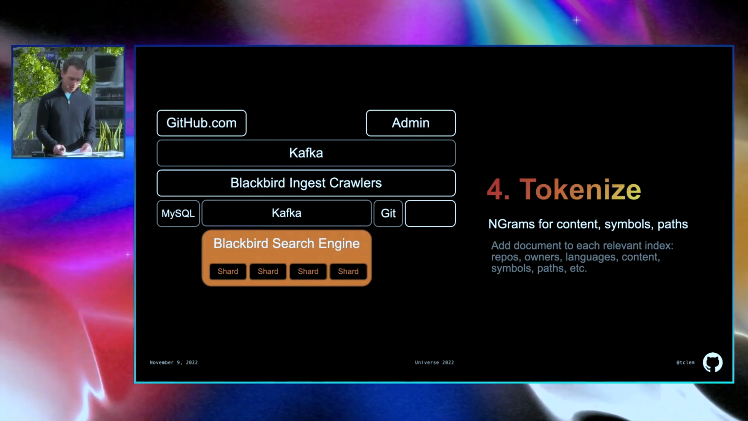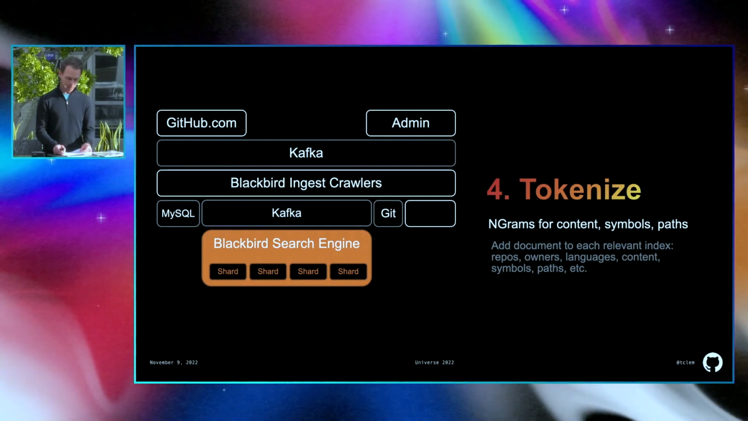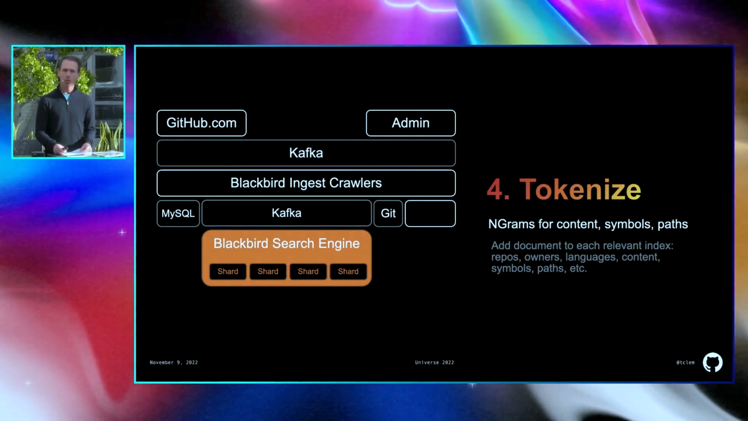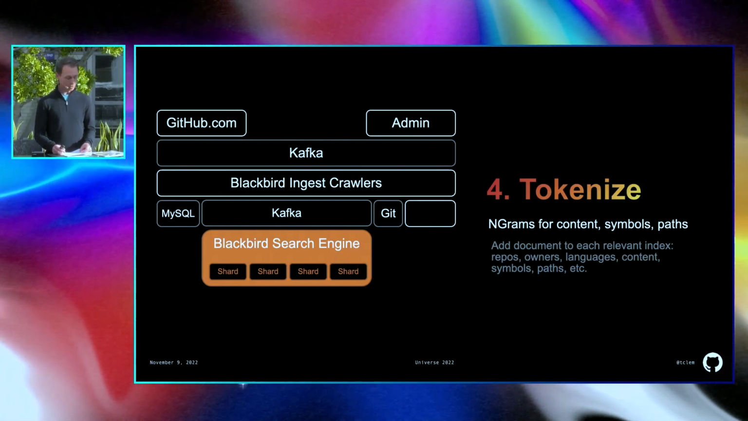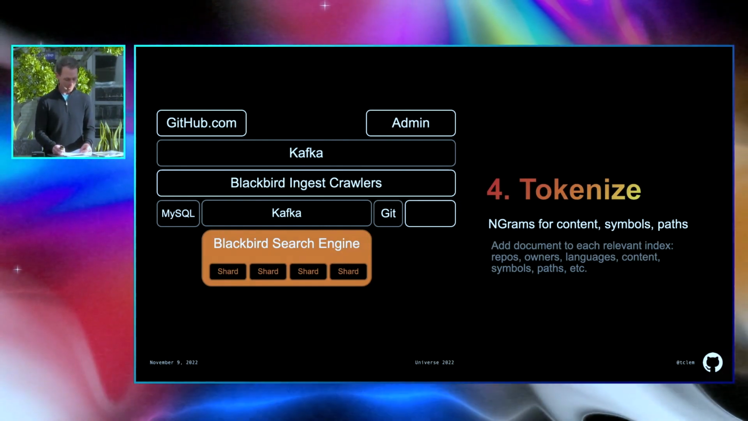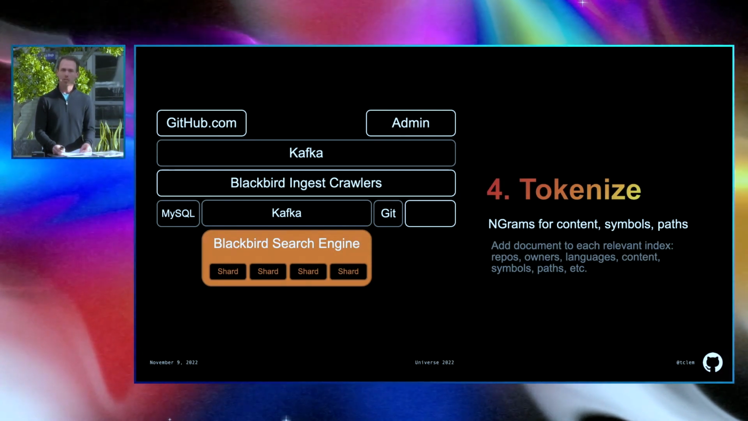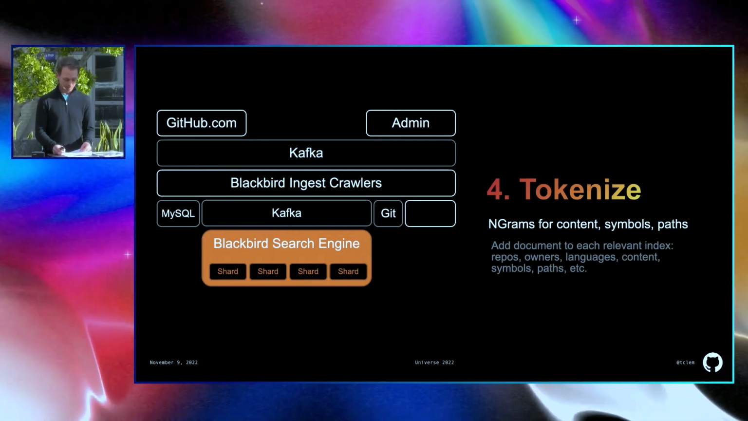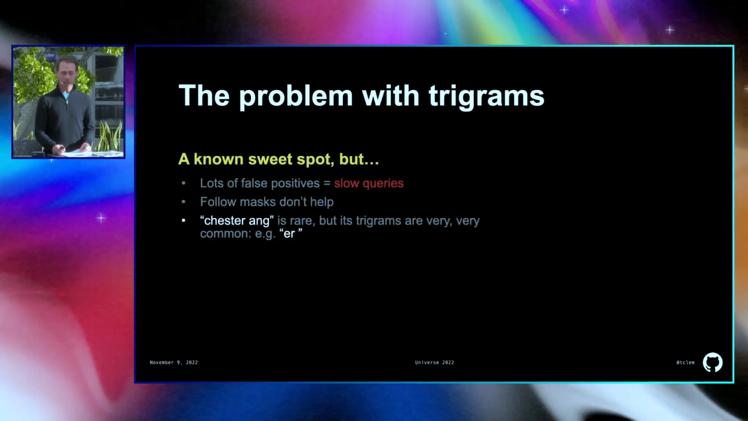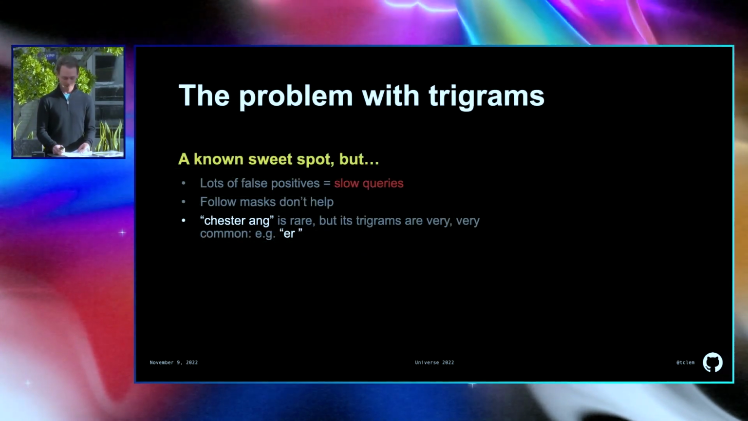The indexer shards are then going to consume documents from this Kafka partition and build their own indices. They're going to tokenize to construct n-grams for content, symbols, paths, and other useful indices like languages. Our n-gram indices are especially interesting.